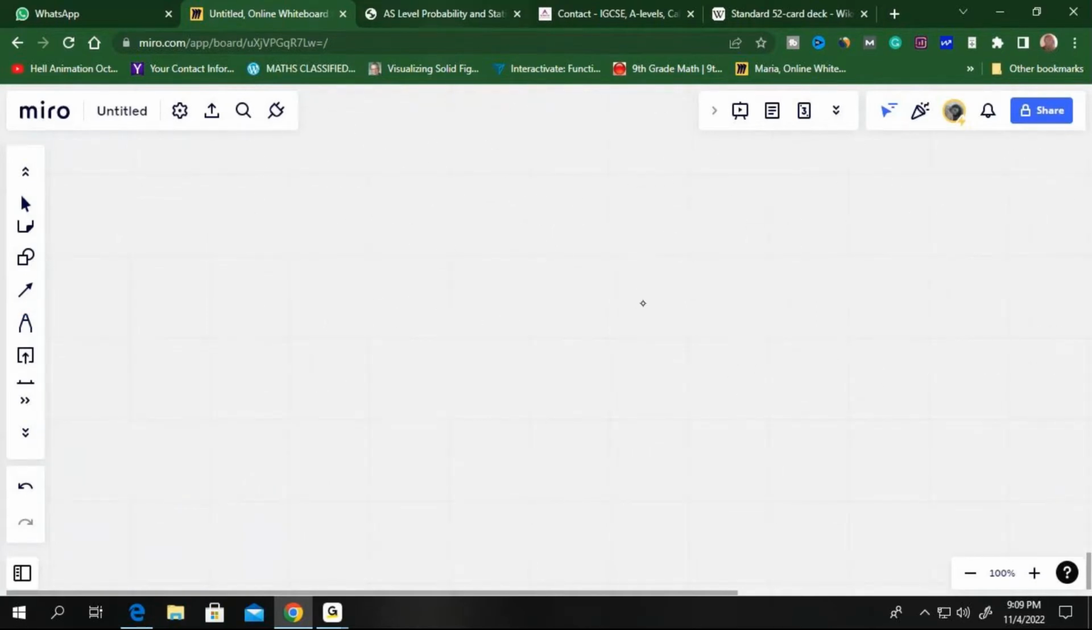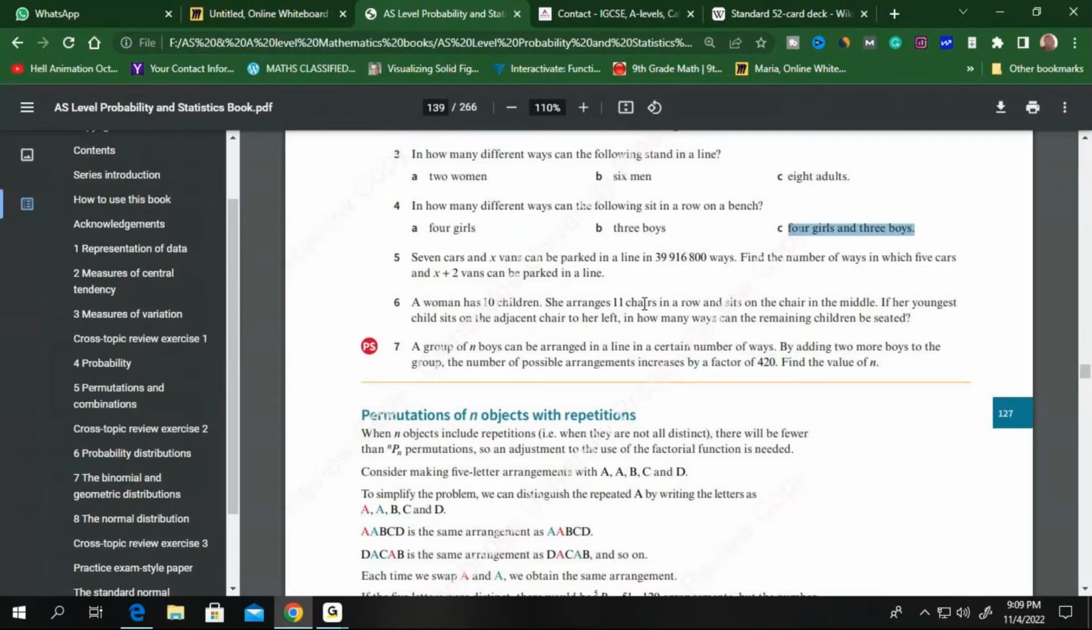And now you just talk about your question 5. What this question is asking us to do: 7 cars and x vans can be parked in a line in this many ways. There are a huge number of ways here. Find the number of ways in which 5 cars and x plus 2 vans can be parked in a lane. Now you see, they are all unique vehicles, because if I talk about cars, I'm not going to consider them the same, because they are going to have different number plates, right? So their number plates make them unique. Similarly, my vans are also unique because of distinct number plates.